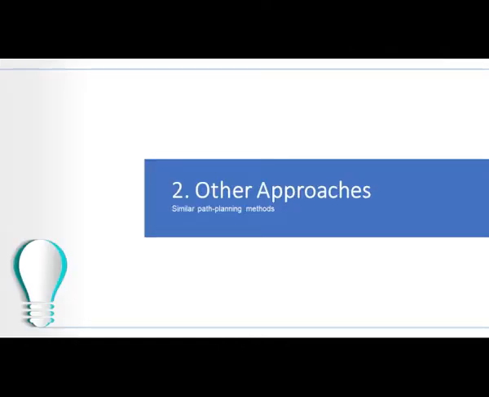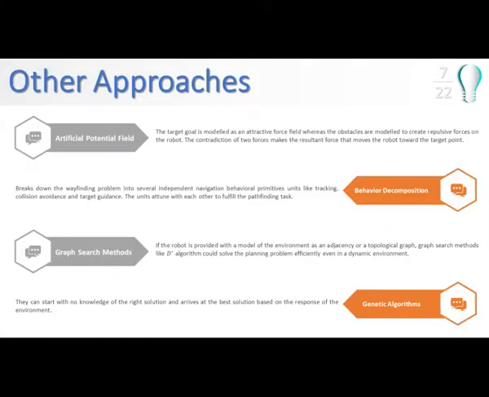So, after knowing the problem and the factors to be seen in the proposed solution, I'm going to talk about the other approaches, the approaches that have been proposed over time. APF, or artificial potential field, behavior decomposition, graph search methods, and also genetic algorithms are the ones that have been proposed since the autonomous navigation problem was introduced.